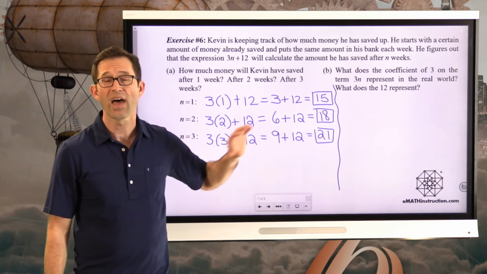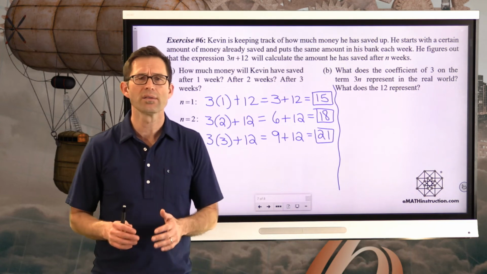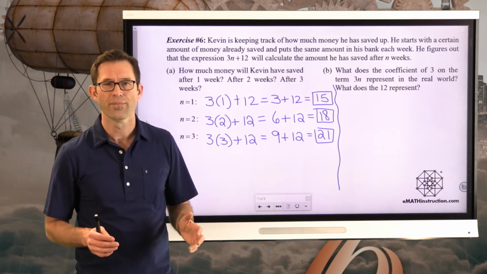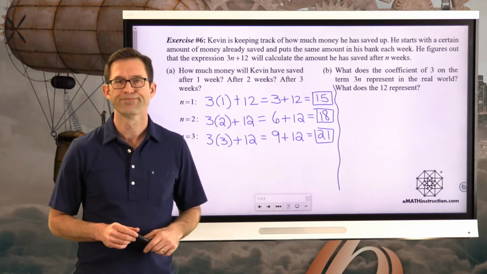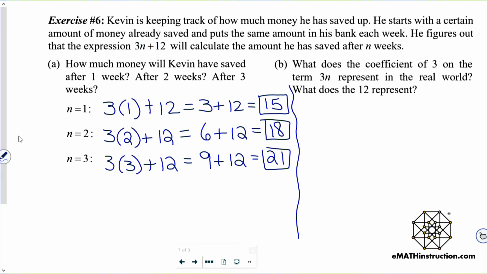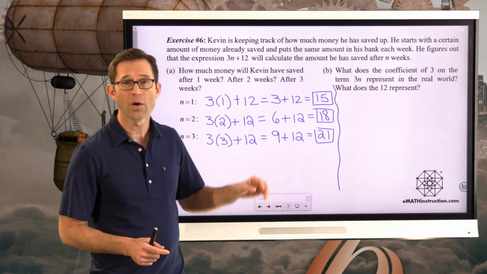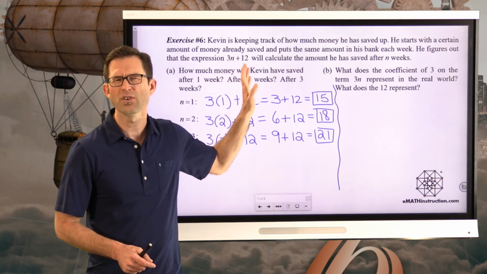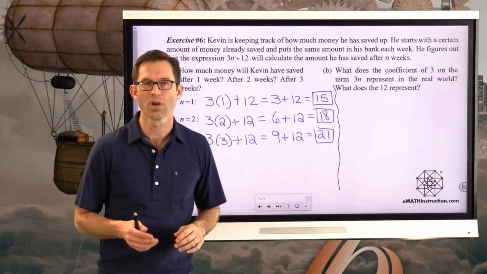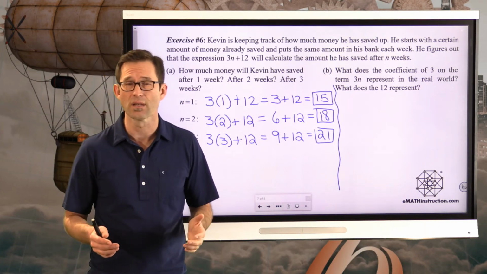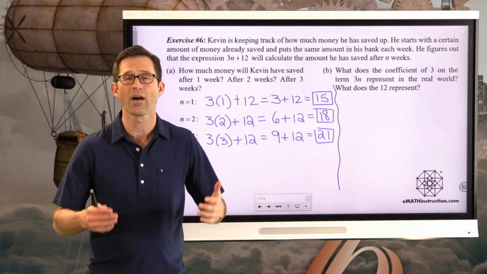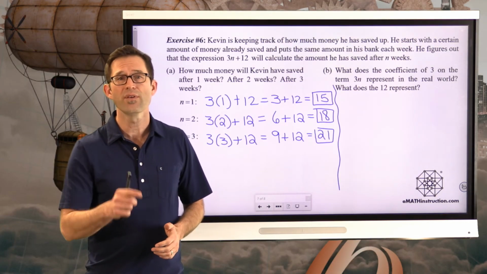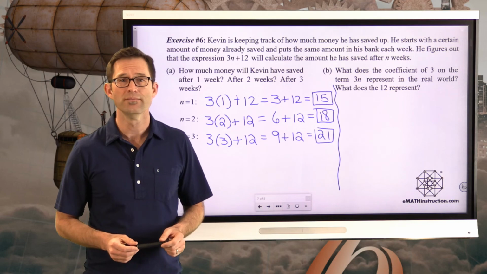Now keep in mind that that does include the amount of money that he had saved up at the beginning, right? So now for letter B. What does the coefficient of 3 on the term 3n represent in the real world? And what does the 12 represent? All right, so we've got these two terms, 3n and 12. Technically speaking, 3 is a coefficient, 12 is not particularly a coefficient, although one could think about it that way, it's just a constant. What do those two numbers represent in the context of this problem? Pause the video now and think about this for a moment.